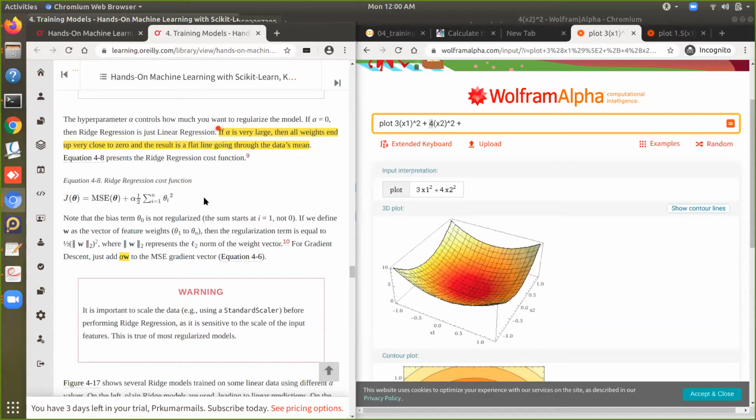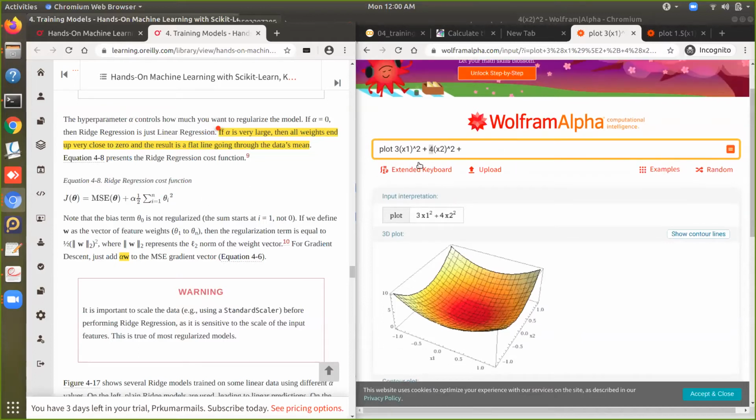Yes. In this case, since it is one dimension, and just for understanding, the point I am making is that the equation we have seen here, 3x1 square plus 4x2 square, is the same as 1.5x1 square plus 2x2 square. So both are the same. But how does it impact overfitting? That's the question. Yes, give me some time, we will get the answer shortly.